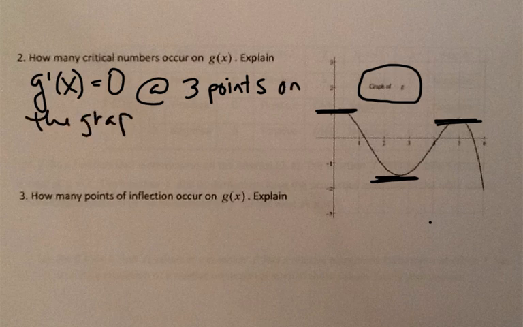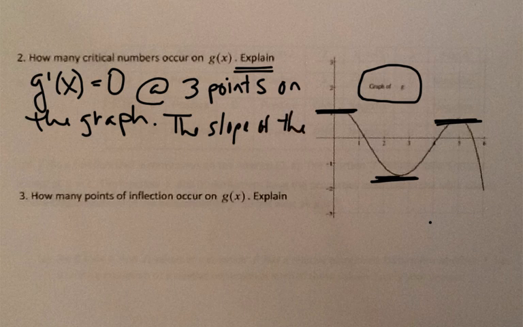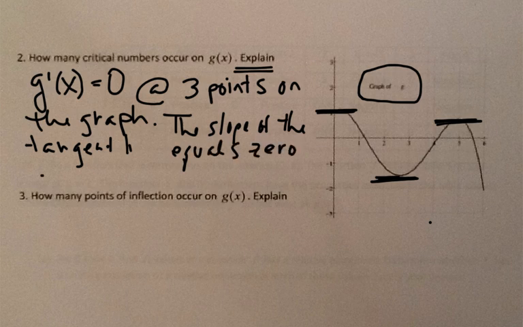And it does say to explain. We always want to watch for that because the AP exam requires justification. The slope of the tangent line equals 0 at 3 points.